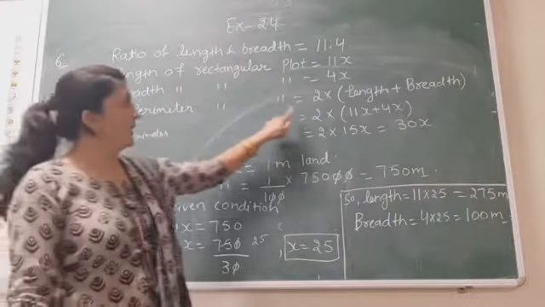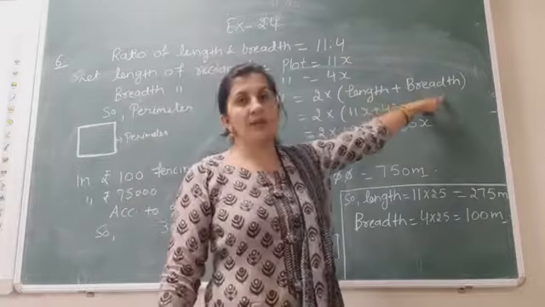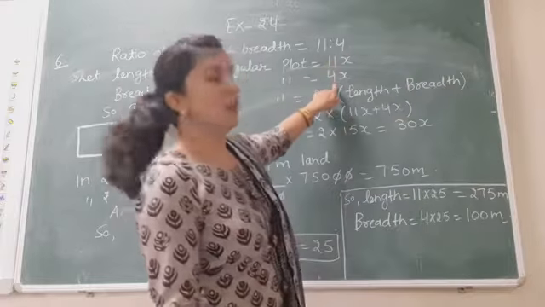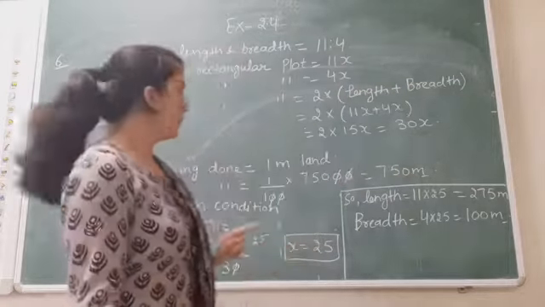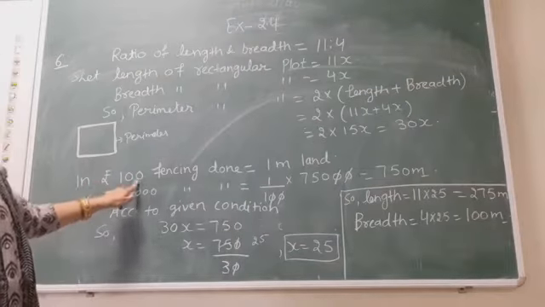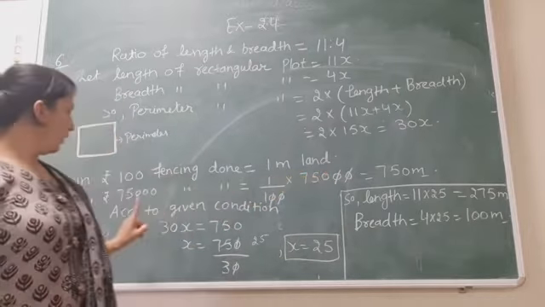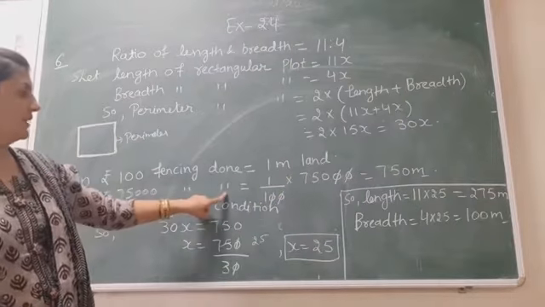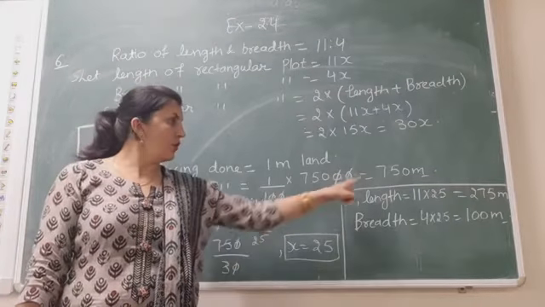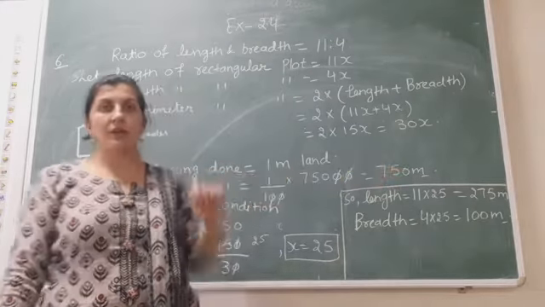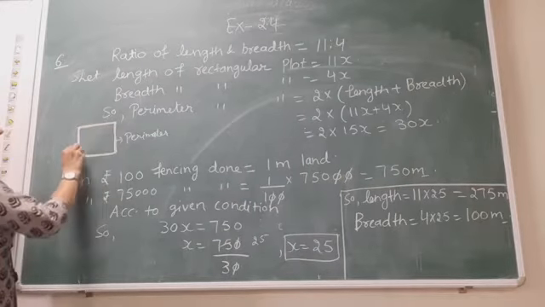The formula of perimeter of rectangle is 2 multiply length plus breadth. We have length 11x, breadth 4x. We solve it and we get 30x. Now, in rupees 100 fencing done is equal to 1 meter in length. So in rupees 75,000 fencing done is 1 by 100 multiply 75,000. After solving we get 750 meter. Means the length of fencing comes to 750 meter.